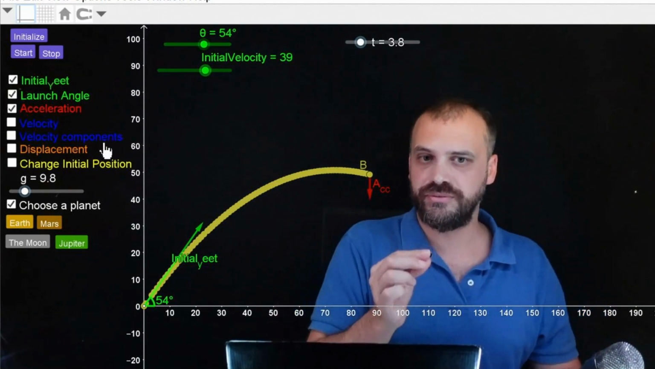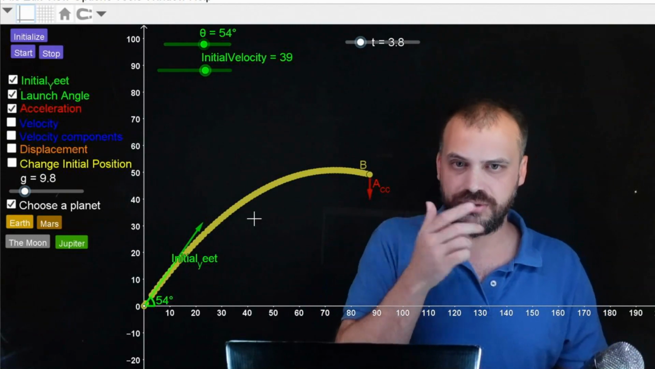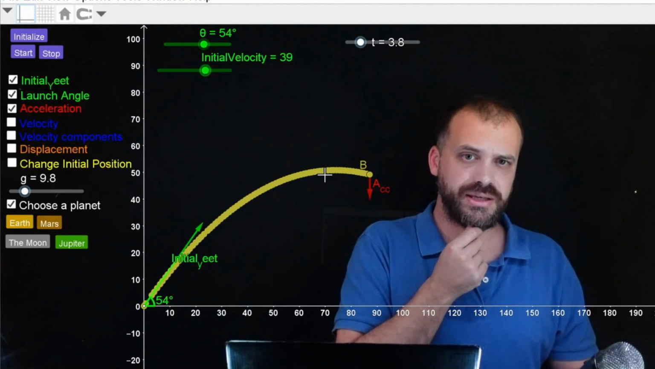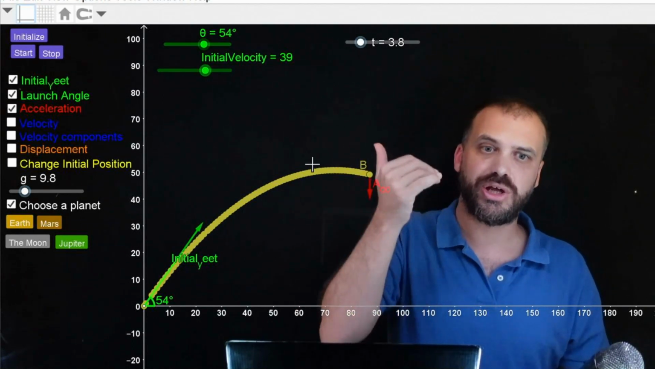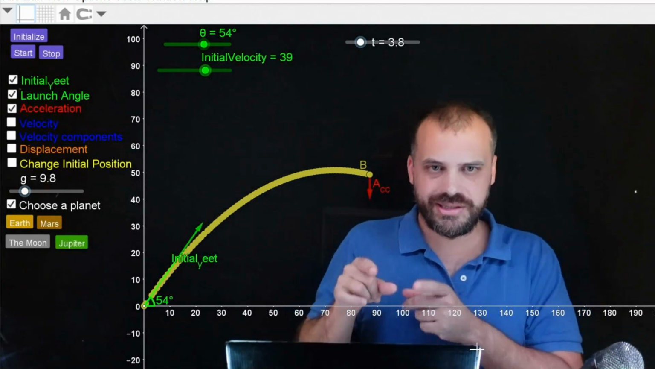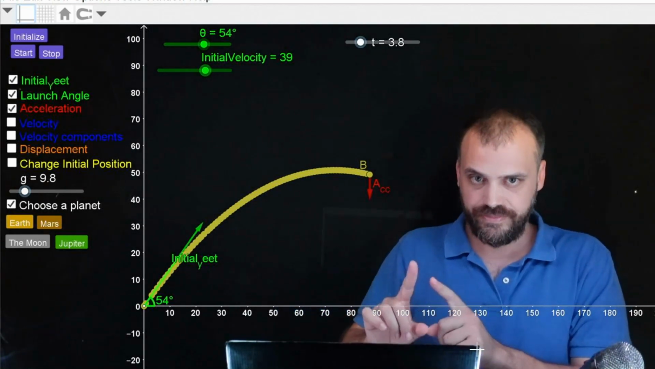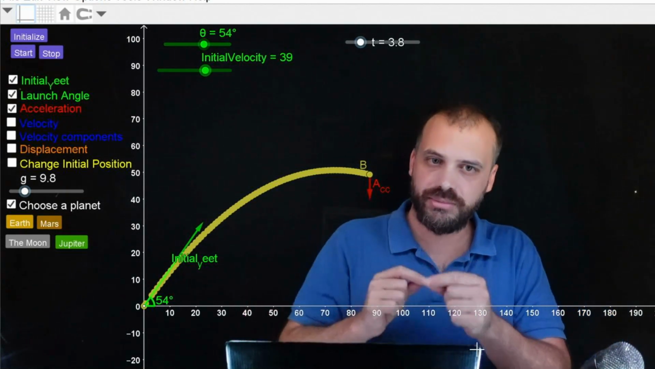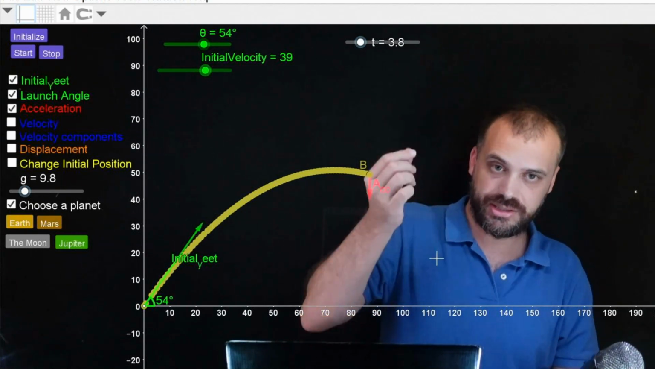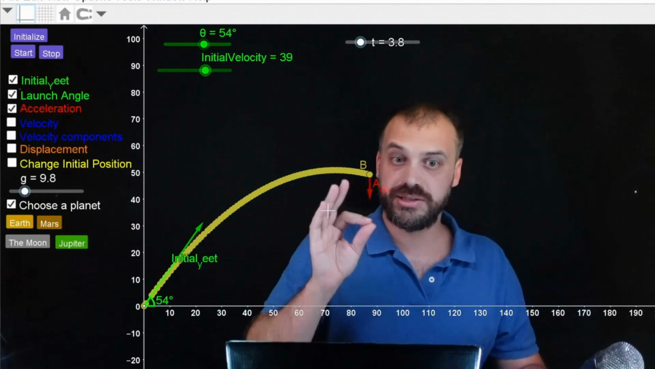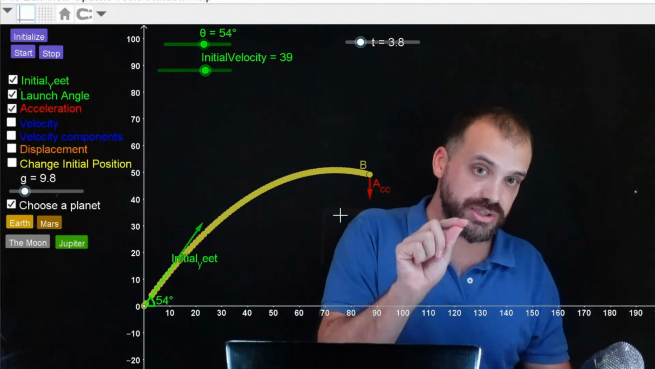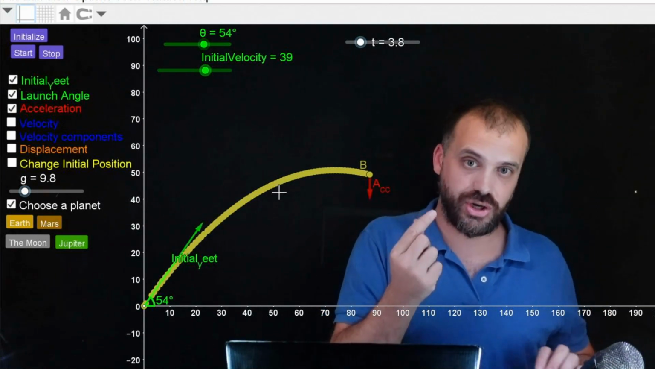Now, people find this confusing when they start talking about this because they think, wait, it's moving really fast here. And then when it's up here, it's not going up. It's slowing down. And then once it starts coming down, it starts speeding up again. Why is the acceleration constant? Now, if you're talking about fast and slow and speeding up, you're not talking about acceleration. You're talking about velocity. And yes, the velocity of this object does change over time.